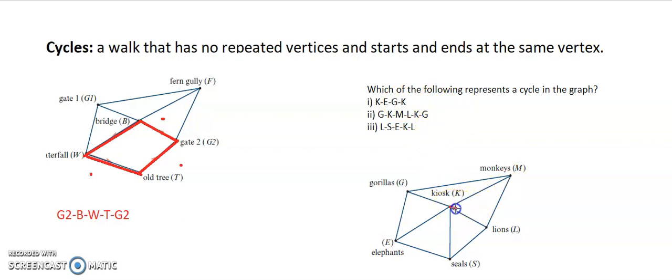So we're supposed to start at K and then go to E. E to G and G to K. So that is starting and finishing at the same vertex, and it's got no repeated vertices and no repeated edges. Okay, let's look at the second one. So we've got one answer.